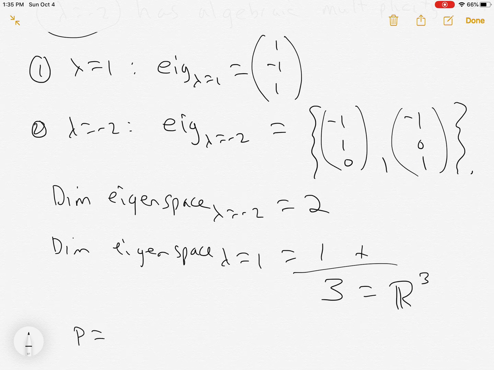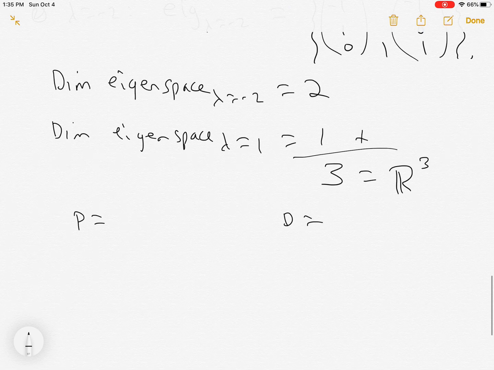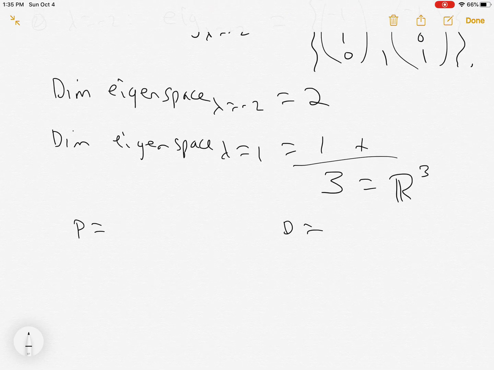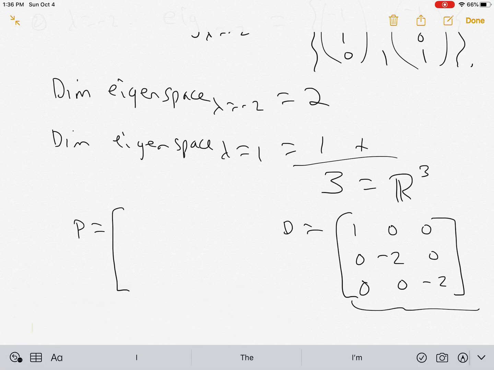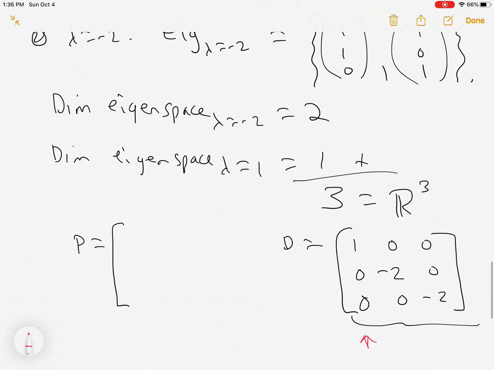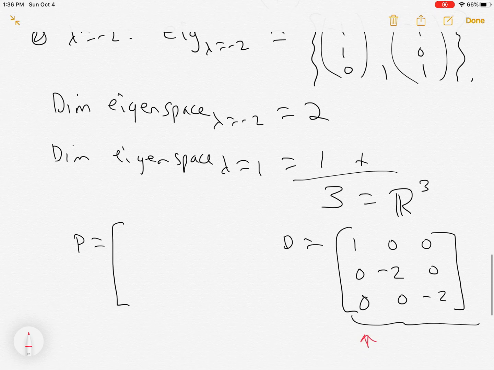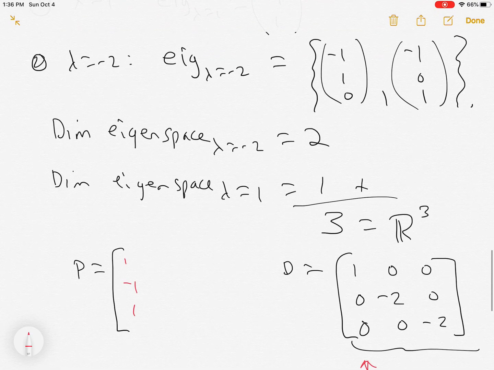Okay, so P, and I'll create D at the same time. So D has diagonal eigenvalues 1, 0, 0, 0, minus 2, 0, 0, 0, minus 2. The order in which you choose this doesn't matter, but how you choose P does matter. So the eigenvector corresponding to this one is 1, minus 1, 1, and that has to go in the first column. And then the other two go here and here.